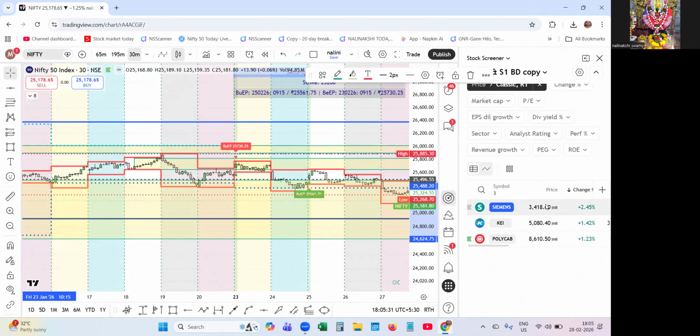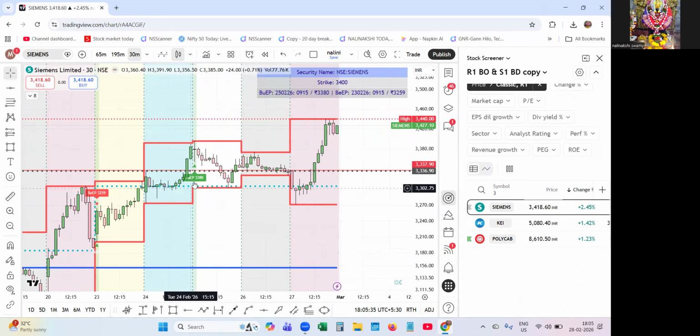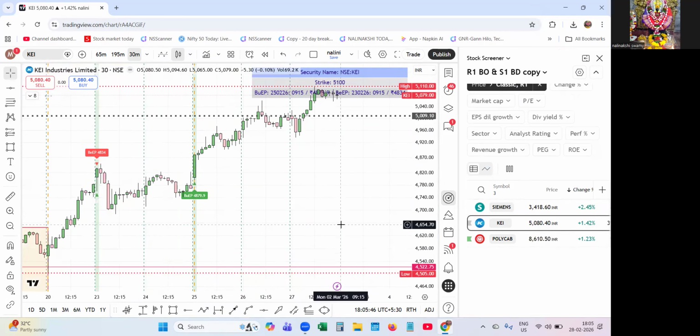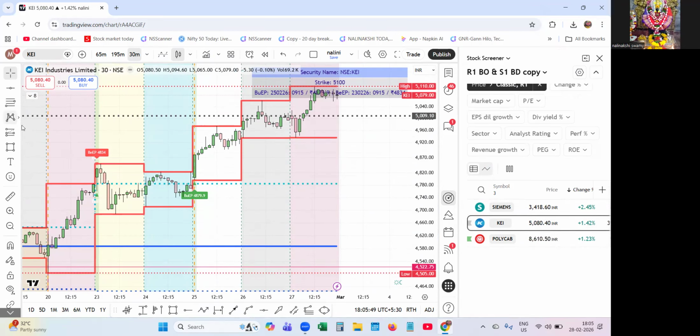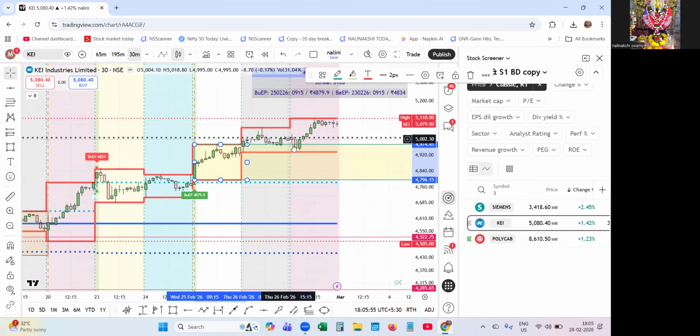Let us go to the Siemens stock. Siemens stock, see, this was the guideline. The market broke below this and it's rallied up. Rallied up intraday, we are getting that. In KEI industry, this is your boundary. KEI industry, this is your boundary. Market came down and retested and it started moving higher. KEI industry. So intraday you are getting that.